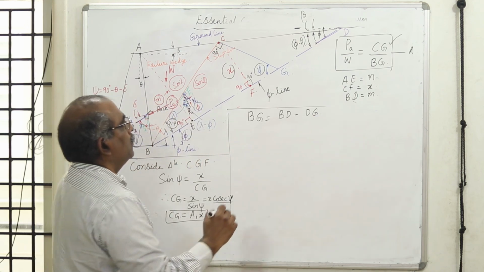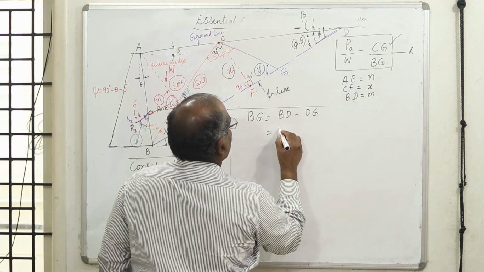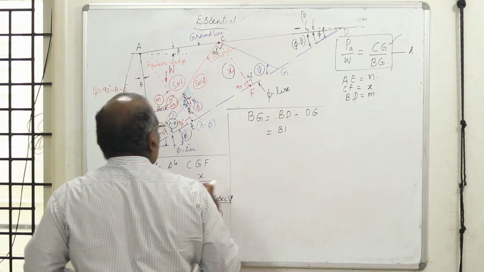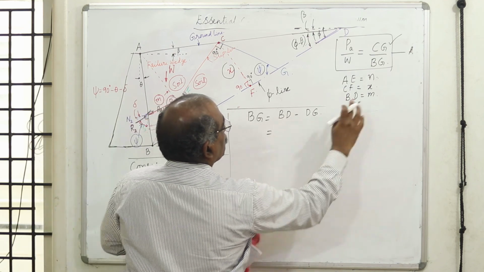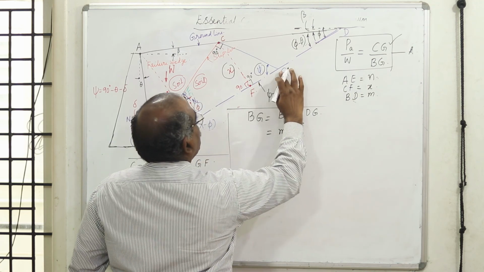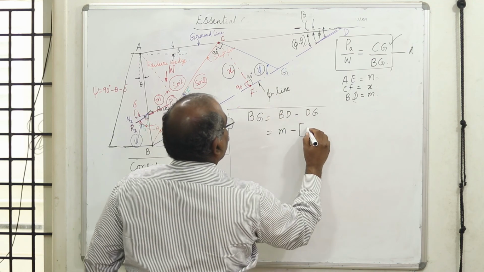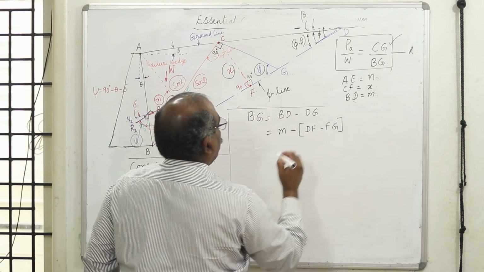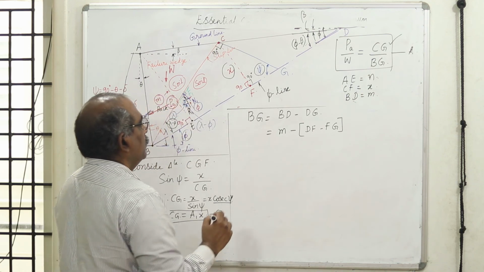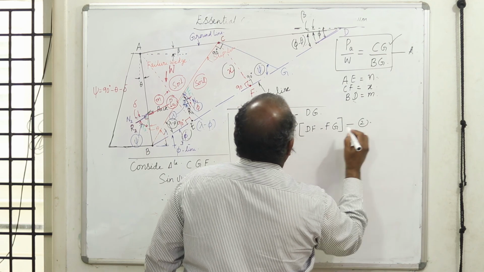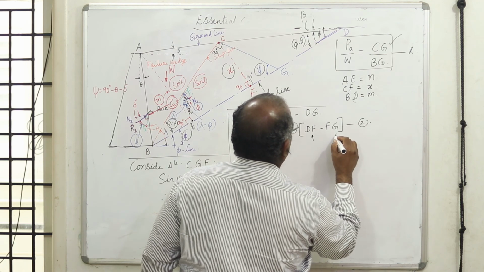Right? Now what is DG? BD is nothing but M, I have taken this as M, therefore let me write it as M minus DG. What I'll do is I'll write it as DF minus FG. Let me call this as 2. Now let us find out what this value is.